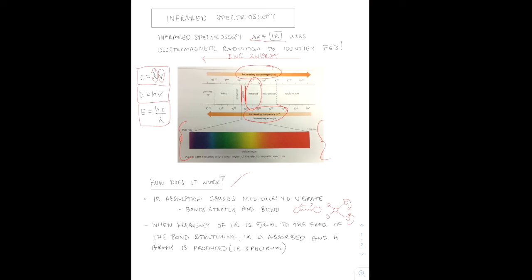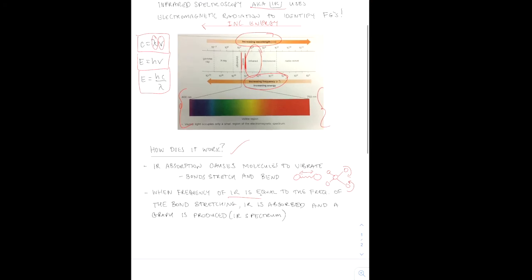And so I found a really cool app that I want to show you, and it helps visualize these things a lot better. And so we'll get to that shortly. But first, just a couple more things. When the frequency of the IR is equal to the frequency of the bond stretching, that's when the IR is absorbed and a graph is produced, and that is the IR spectrum. Okay, it's important to note that bond stretches must lack symmetry, or they are what we call IR inactive.